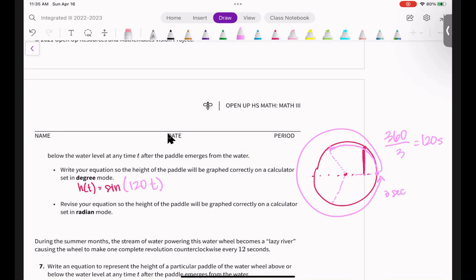Does that make sense? And I'm going to do the same exact thing, except instead of using 360, I'm going to use 2 pi. So I'm going to go 2 pi over 3, and I'm going to leave that as my thing. So it's going to be h of t equals sine of 2 pi over 3 t. And that's it.